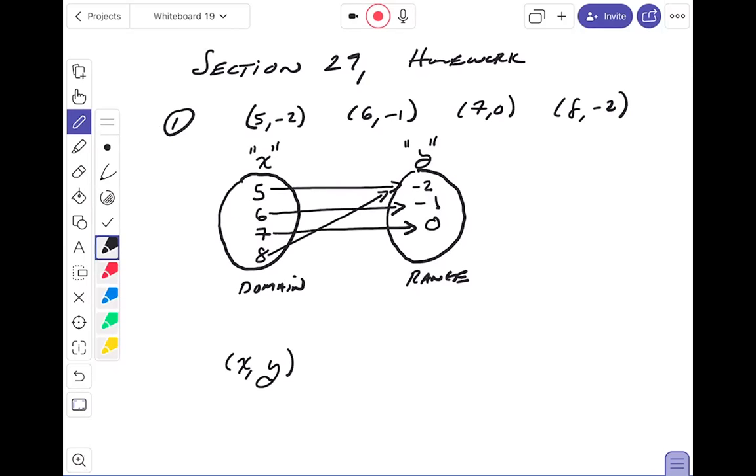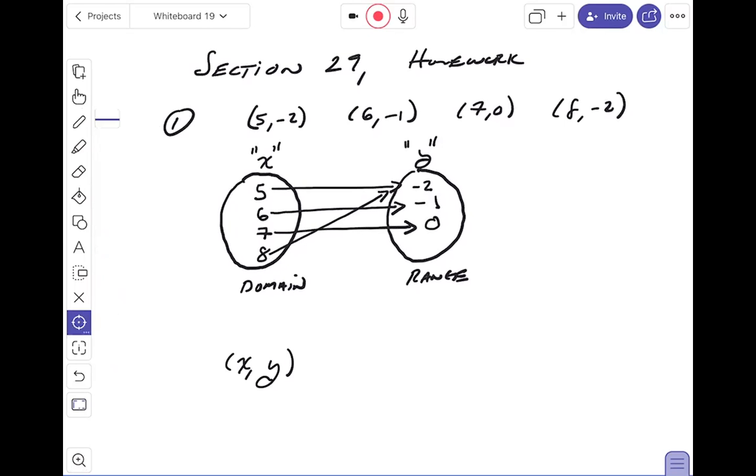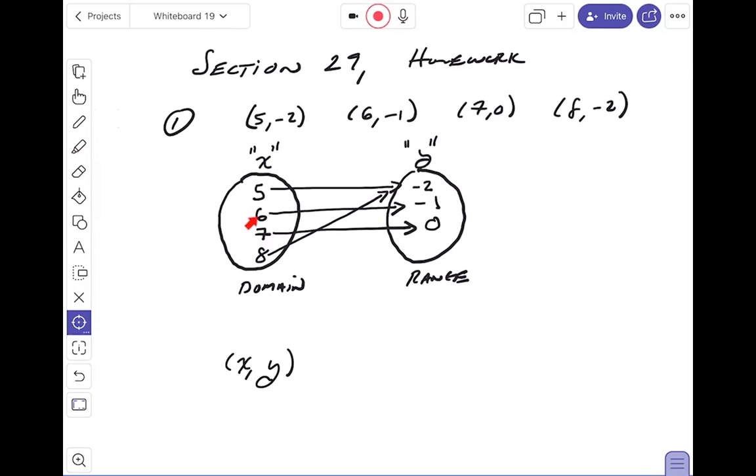Okay, what I'm looking at over here, though, for this to be functional, I got to make sure that everyone in X has a relationship with somebody in Y, and that's true. The one thing I really need to look out for, though, whatever is in X, only one arrow can be coming from each member in X. Let's take a look at that. 1 arrow from 5, 1 arrow from 6, 1 arrow from 7, 1 arrow from 8. So I'm going to say this is functional.